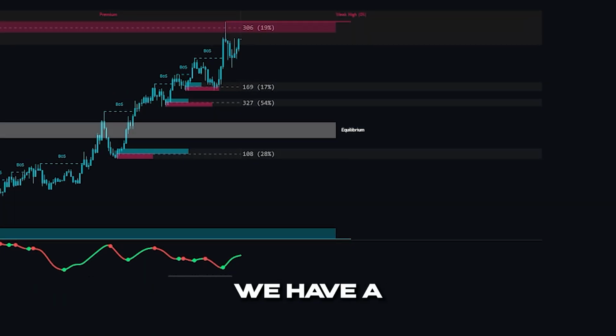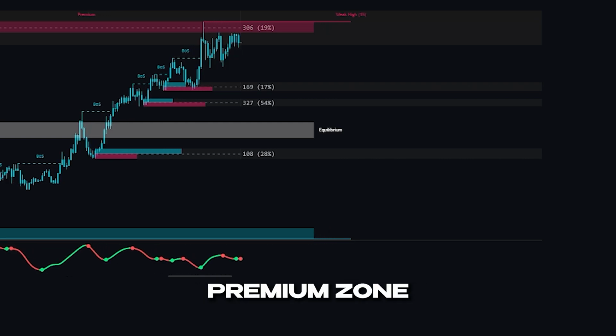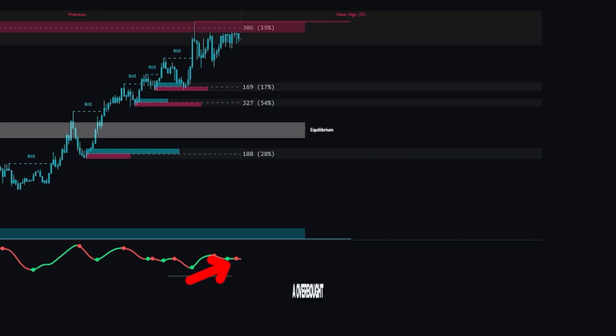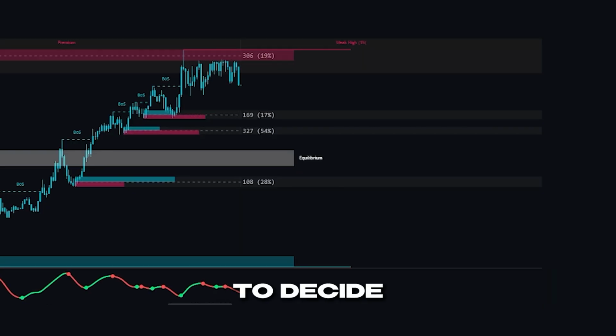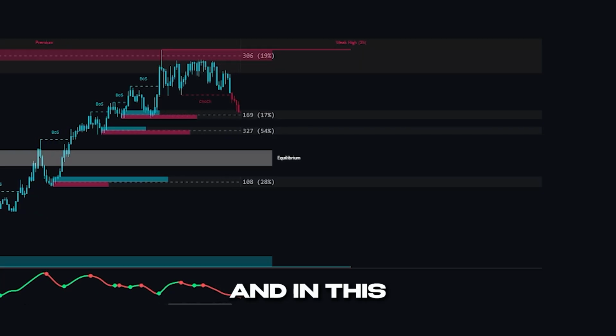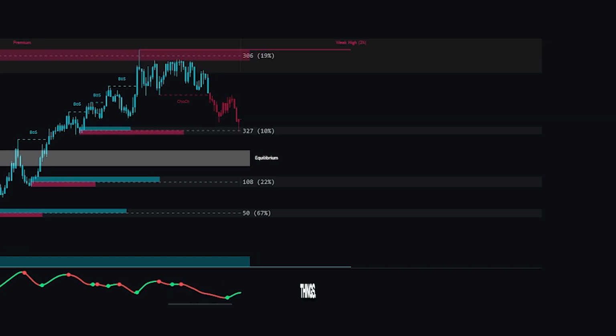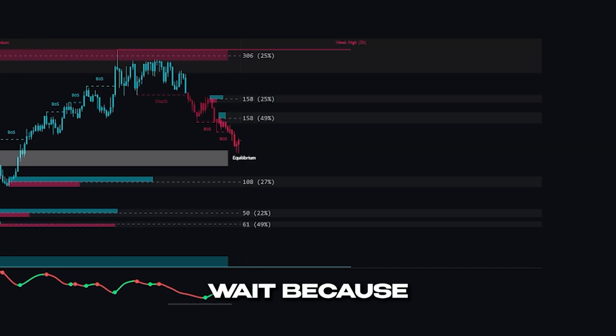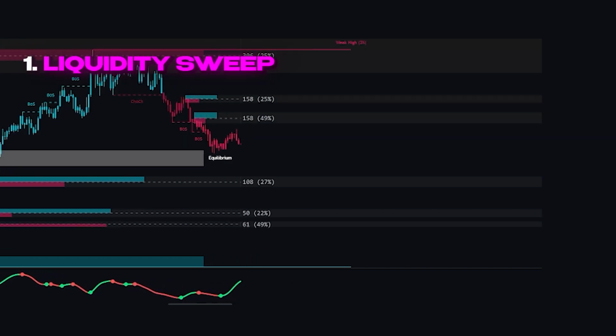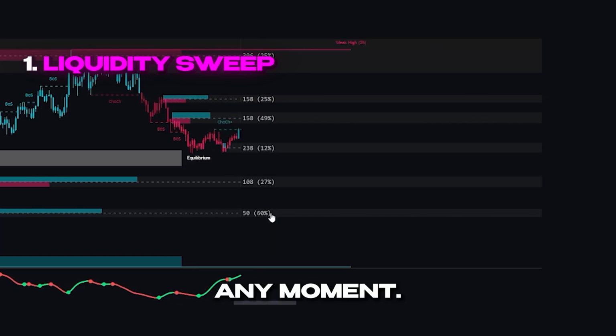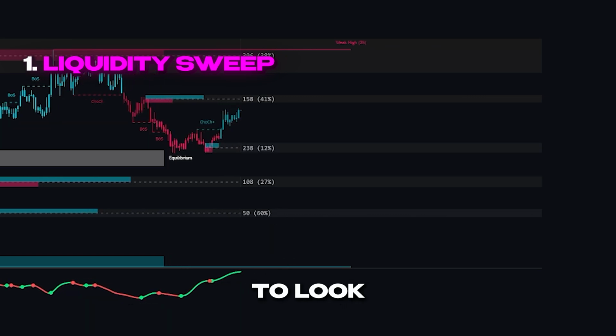Right here, we have a clean short setup. Price is at premium zone, and TPO just printed an overbought signal, but the current high is weak. This means price will likely break above this level, and we don't force the short trade, and neither chase the breakout. Instead, we wait for the market to decide where it wants to really go. And in this situation, we want to look for three things. First of all, we want to wait because this can be just a liquidity sweep, and the price can reverse downwards at any moment. Then, we want to look for market structure.